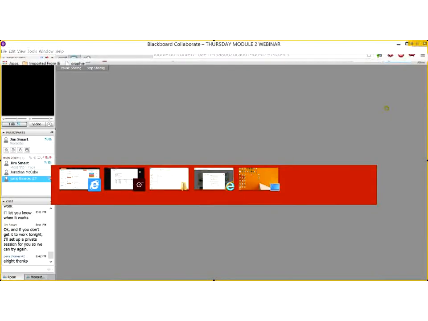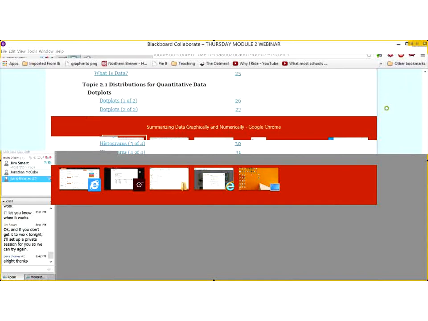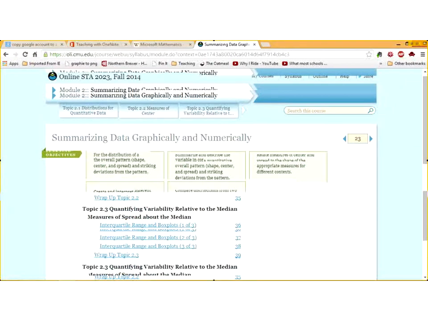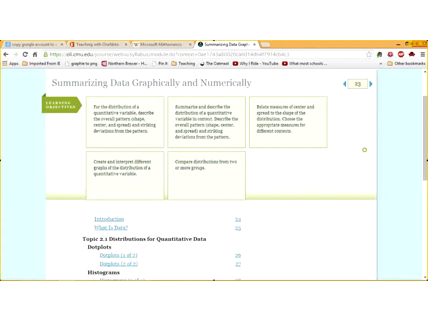All right, so this evening we're going to cover Module 2. We'll go through some of the material on OLI and hit the key points, the key things that you need to know moving forward, and hopefully things that will help you on quizzes 3 and 4 that are due.